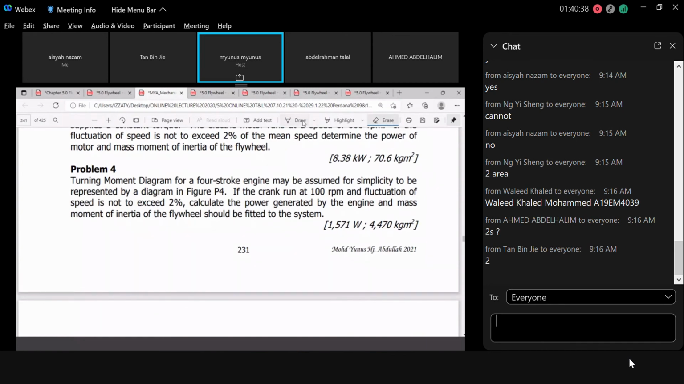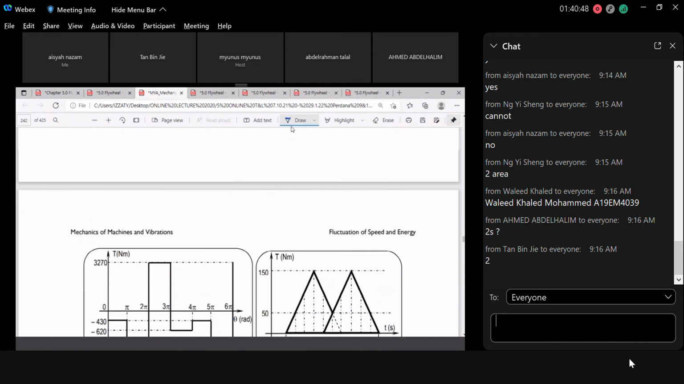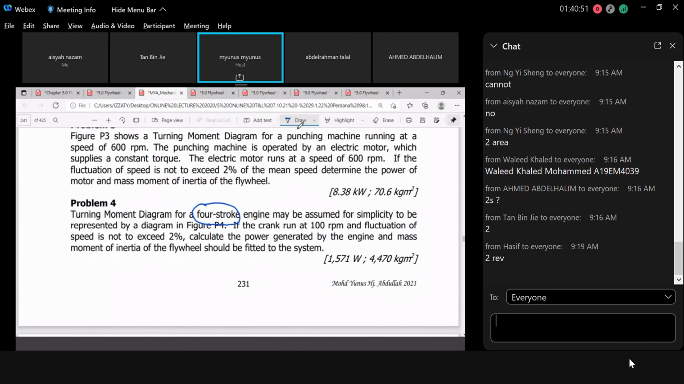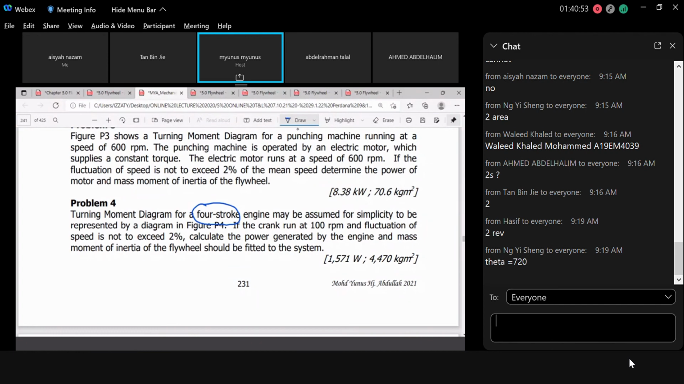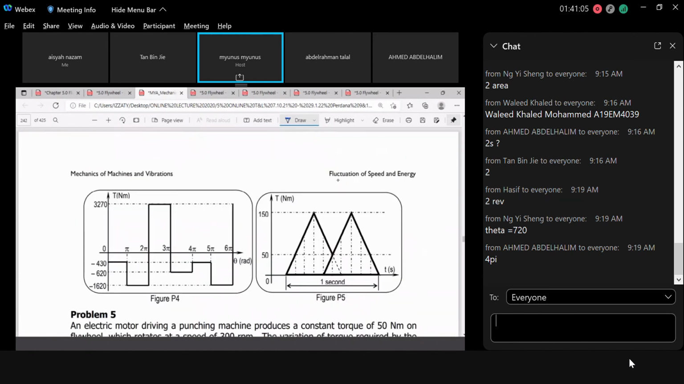If I can draw here, this one is a four-stroke engine. What do you understand by four-stroke engine? Anyone? Two revolutions, correct, 720 correct? 4 pi. Okay, then if you read the equation, you will stop at 4 pi. So this one belongs to one cycle.